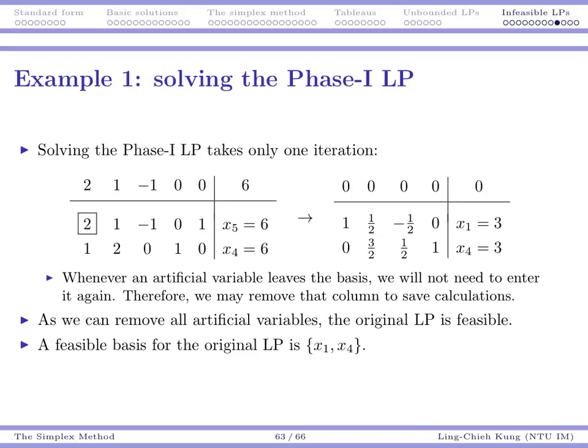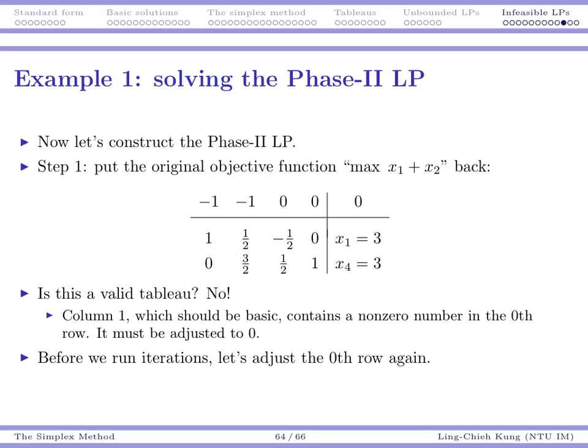So after that, you only have the first 4 columns here, and some row operations will get you to the second tableau. This means the original LP is feasible, and a feasible basis has been found. It is x1 and x4. This is a feasible basis for your original LP. So now we should do the second phase, phase 2.